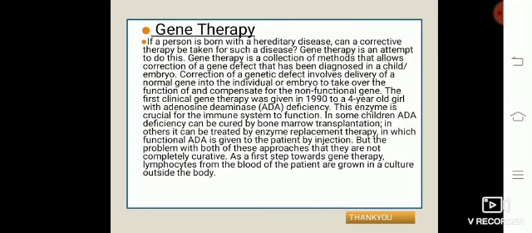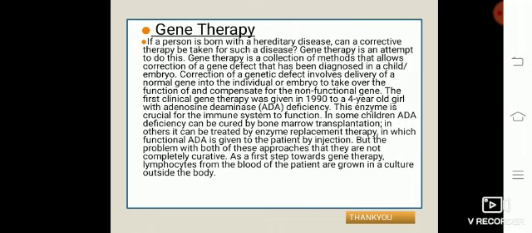In this case, the first gene therapy case is adenosine deaminase deficiency. The first clinical gene therapy was given in 1990 to a 4-year-old girl with ADA deficiency. What is ADA? That is the adenosine deaminase enzyme. This enzyme is very important for the immune system to function. It means if adenosine deaminase deficiency occurs, your immune system is not working properly.